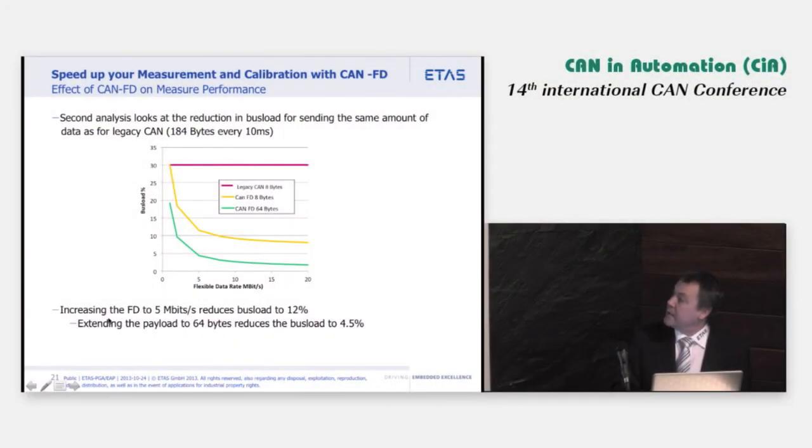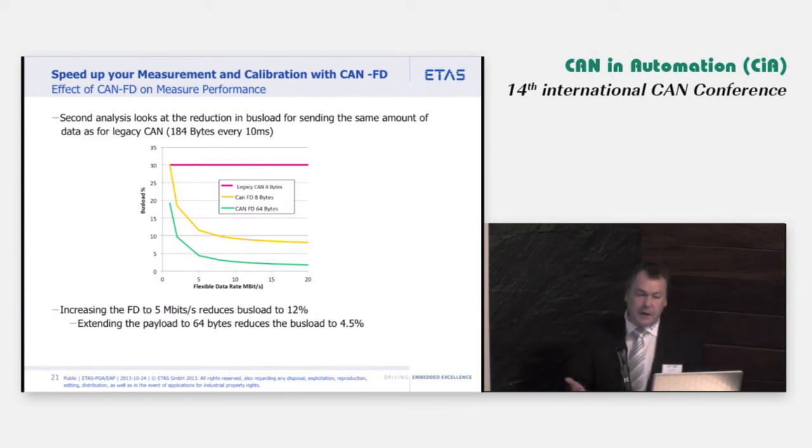And if I look at this, again, I've just plotted the legacy CAN as a baseline. If I concentrate on 5 megabits per second with the 8 bytes, I reduce the bus load from 30% to 12%. So just increasing the flexible data rate means I have a lot less impact on the bus using my XCP measurement. Again, with 64 bytes, I'm down to 4.5%. This means you could start thinking about doing XCP on normal vehicle CAN, where before maybe it wouldn't be possible, you'd have to have an extra CAN line in there. That's one possible application of this.